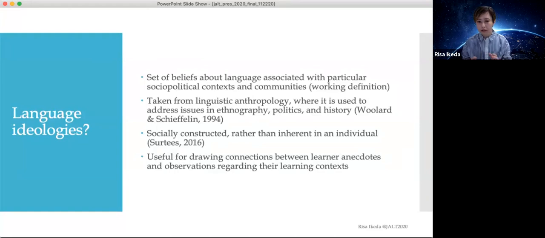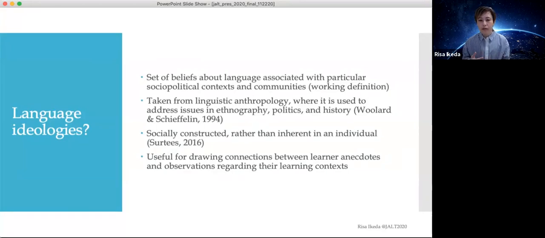So I still don't know exactly how to put it, but my basic understanding, this is my wording at the top here, is that language ideologies are a set of beliefs, maybe not just one belief, but a systematic set of beliefs about language associated with particular socio-political contexts and communities. So it's connected to their surroundings. This is an important part of language ideologies. And it might be political, it might be socio-culturally contextualized.